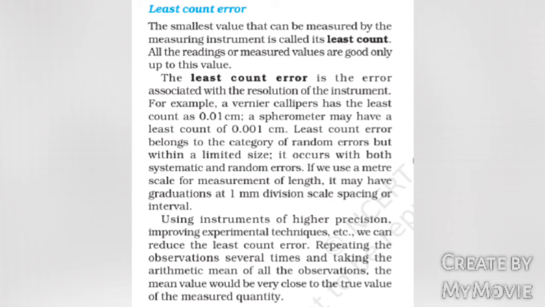Least count error belongs to the category of random errors, but within a limited size. It occurs with both systematic and random errors. If we use a meter scale for measurement of length, it may have graduations at 1 mm division scale spacing or interval. Using instruments of higher precision, improving experimental techniques, etc., we can reduce the least count error. By repeating the observation several times and taking the arithmetic mean of all the observations, the mean value would be very close to the true value of the measured quantity.